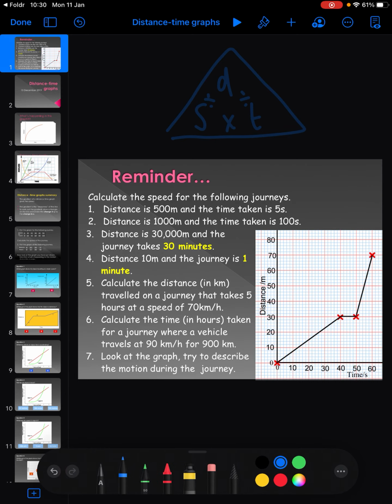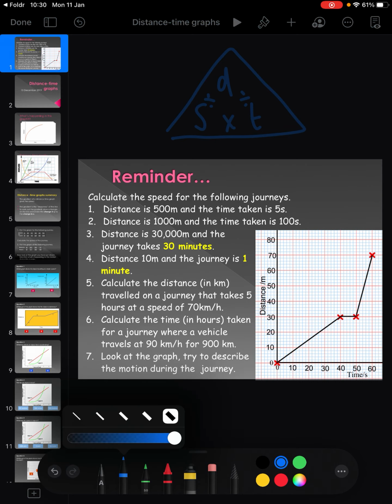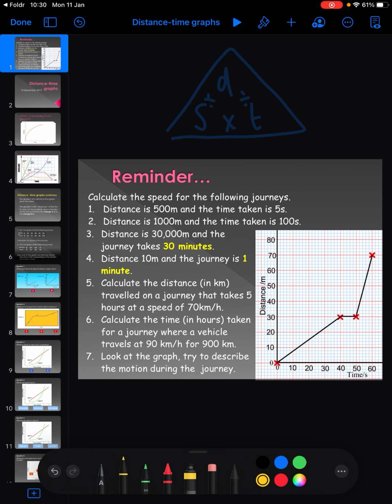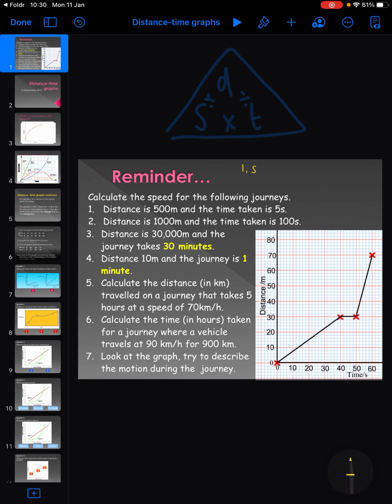Okay, so let's go through the answers, assuming everyone's had a go at this. Question number 1, calculate the speed for the following journeys. So 1, speed is distance divided by time. 500 divided by 5 equals 100. Now remember, the units of speed are going to be meters per second, so m/s. Number 2, speed is distance again divided by time. Here's our distance, here's our time. So you've got 1000 divided by 100 equals 10 meters per second.